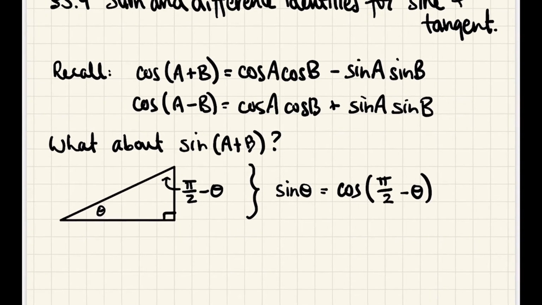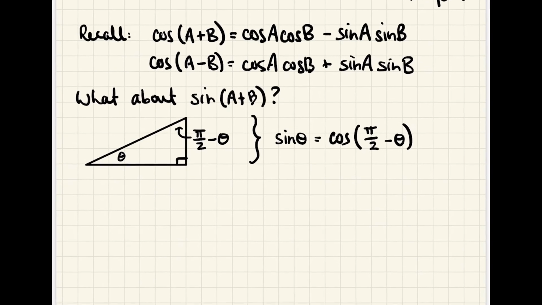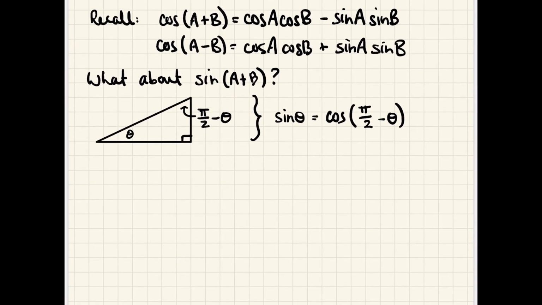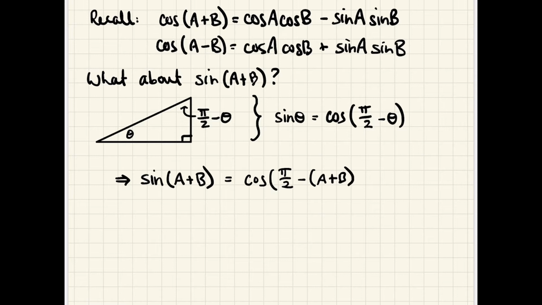So how is that going to help us find a sum and difference identity for sine? Well, let's see. Sine of a plus b, which is what we want an identity for, is equal to cosine of pi over 2 minus a plus b. Sine of stuff is cosine of pi over 2 minus that stuff. All right, well, let's distribute the negative inside this cosine. So we have cosine of pi over 2 minus a and then minus b.